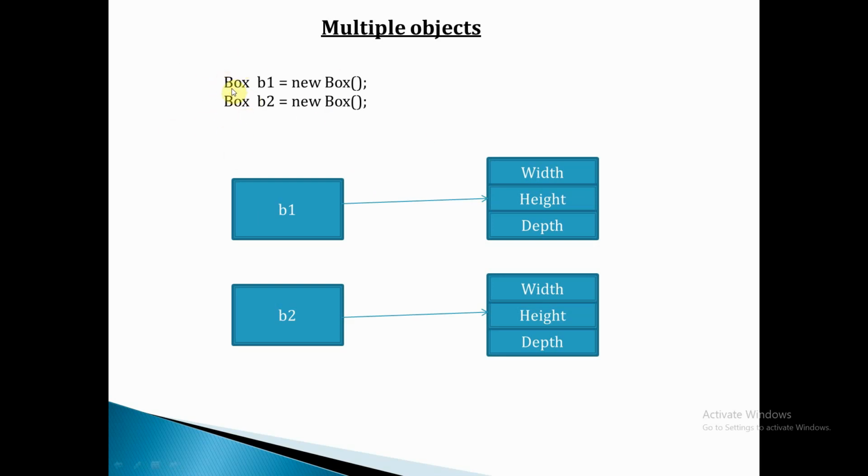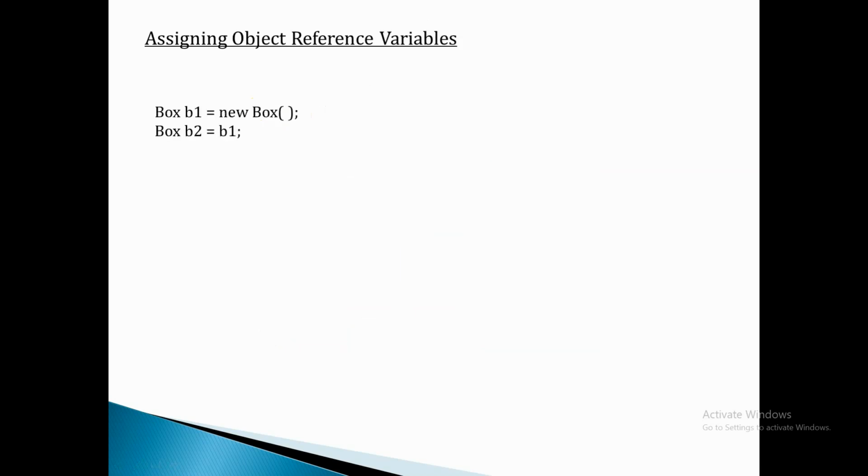So how to create an object for the class? Class name, object name equal to new class name of. Whenever we create an object, we use the new keyword. For this B1, a memory location will be allocated and this reference will be stored in this place. Same way for B2, when you use the new keyword, a memory location will be allocated in the heap, and the reference of that will be stored in the variable B2. So that is an object.